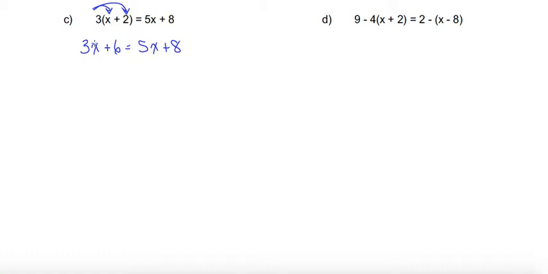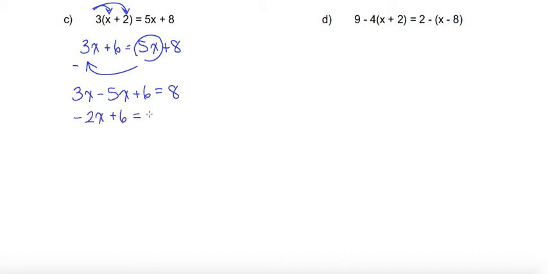So now I want to move my variables to one side and my constants to the other side. And I'm going to show you what it looks like if you move your variables to the left-hand side with a negative coefficient. So I'm going to start by taking my 5x. Right now it's being added, it's positive on the right-hand side. So when I bring it to the left-hand side, I'm subtracting. So I have 3x take away 5x plus 6 is equal to 8. 3x take away 5x is negative 2x plus 6 is equal to 8.